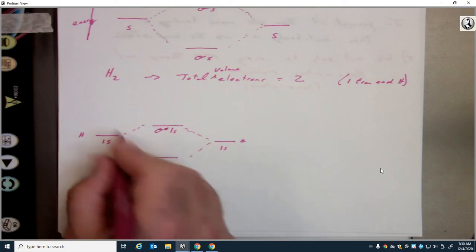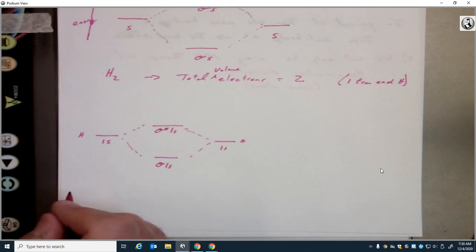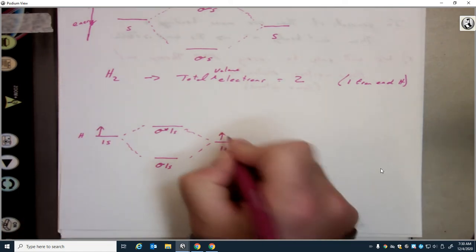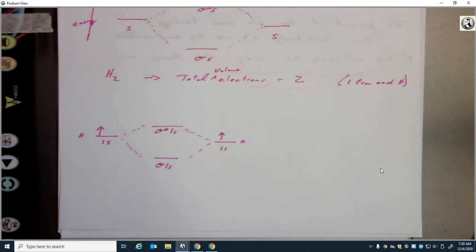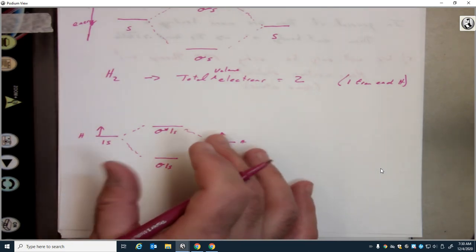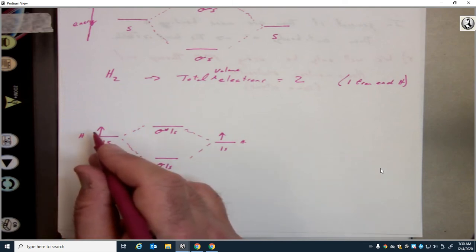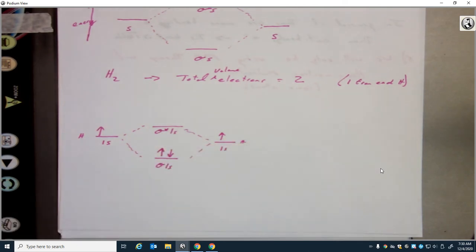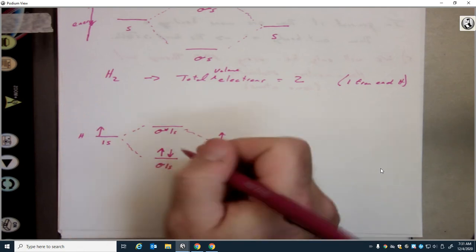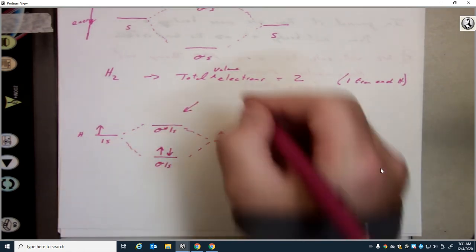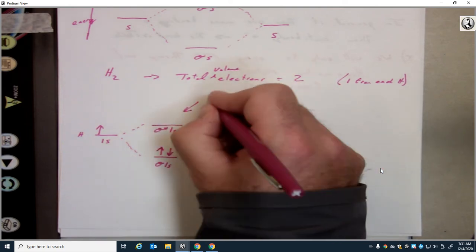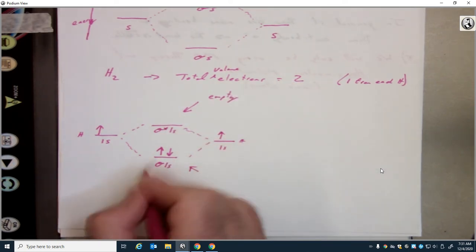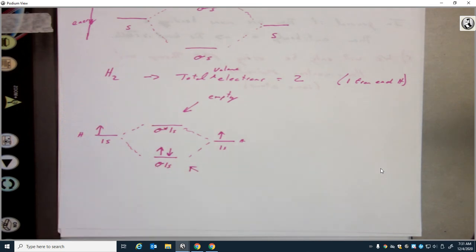Now let's fill in the atomic orbitals. We have 1 electron, so it would be an up, and 1 electron over here, so it would be an up. When these combine, they want to go into the lowest orbital, so this one comes down here and this one goes down here. So in hydrogen, the anti-bonding orbital is empty. We are only filling the bonding molecular orbital.